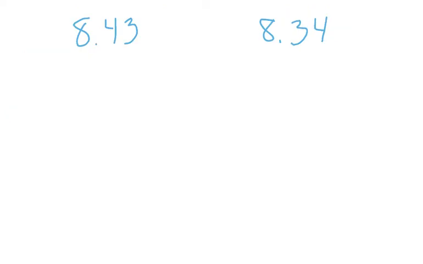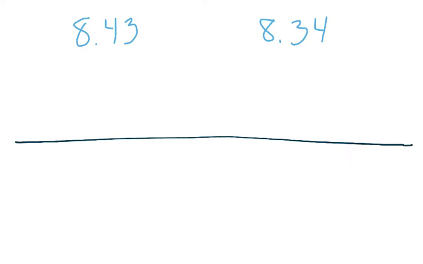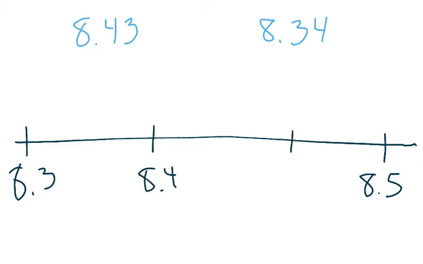Let's look at these two numbers: 8 and 43 hundredths, 8 and 34 hundredths. Again, what we're really working on is putting it on a number line. Ones are the same. It's tenths that are different. So that is where I start. 8 and 3 tenths. I can't do 8 and 4 tenths because I have something after it. So this is 8 and 5 tenths.